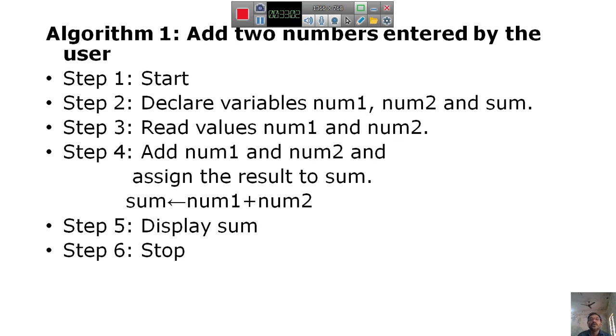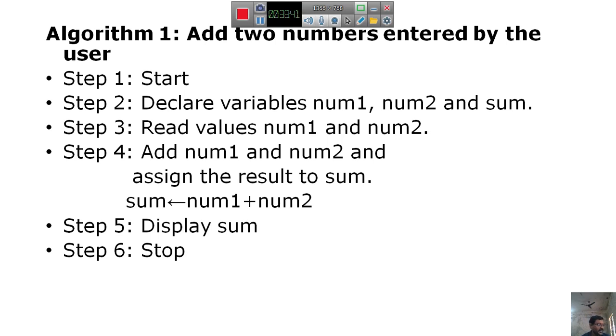Here, for adding two numbers, it requires three variables. For storing two numbers, two variables, num1 and num2 or a and b, whatever the variable names. By following some rules, we have to give the variable names. That I will discuss in the next classes. For understanding only, here I am giving you just the basic idea about variables. So declare or create variables num1, num2 and sum, read values num1 and num2, add num1 and num2 and assign the result.